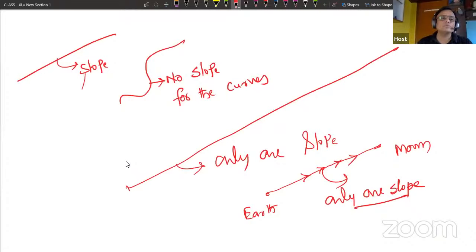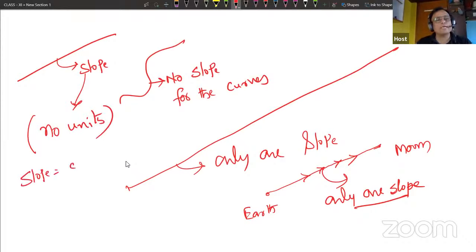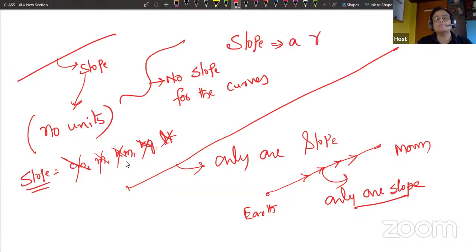And now I'll tell you, the slope of a line has no units. For slope, you cannot write centimeters, meters, kilometers, kgs, liters. Slope is simply a number, purely a real number. For example, the slope of a line is 2, 1 by 2, 0, minus 1, 3. Like this, slope is only a number. The slope of any line doesn't have units. I think you are understanding this concept clearly.